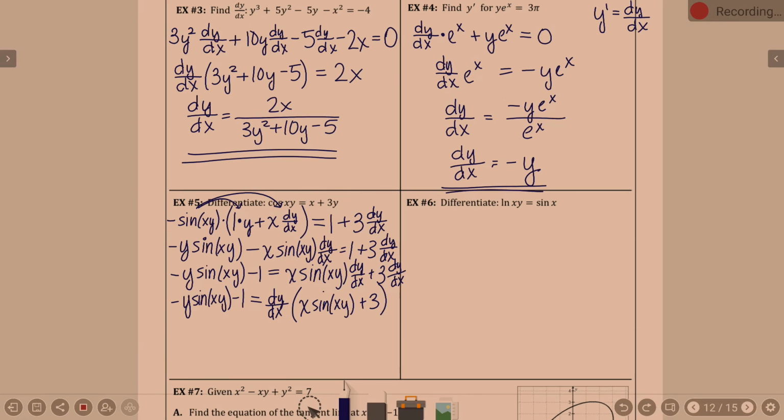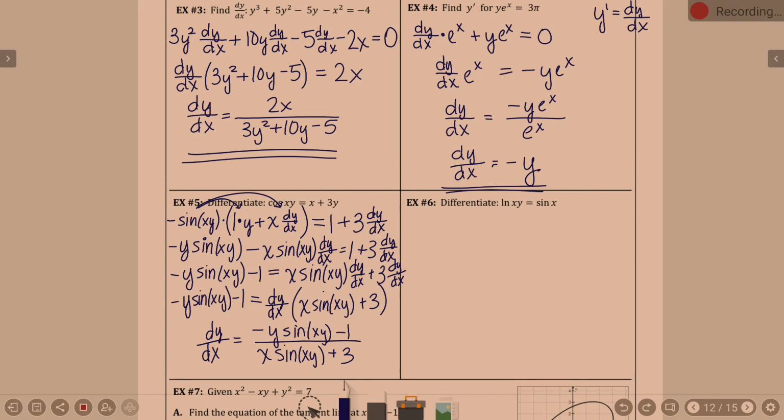Now we're ready to divide. On top is the 1 with the y sine xy and the 1. Mine are both minuses. So negative y sine xy minus 1, divided by x sine xy plus 3. Right?